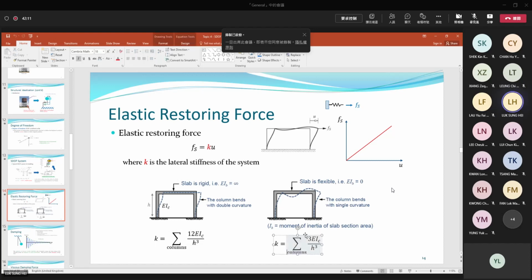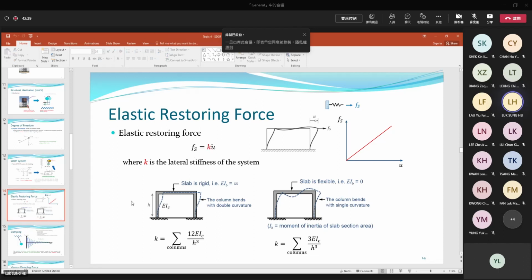Another extreme scenario is flexible. The slab is totally flexible, no rigidity. In this case, the column stiffness becomes lesser, 3 EIc over H cubed, and then you multiply by the number of columns, to see how many columns you have. These are the two boundaries, maximum and minimum. We normally use these kinds of values to do our formulations. Otherwise, there's no easy way to find out the stiffness K.